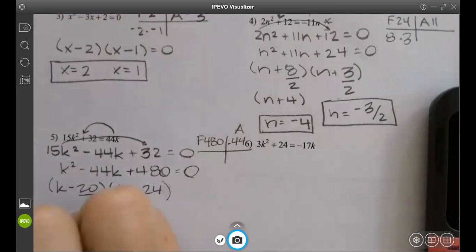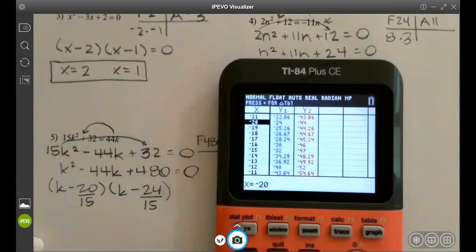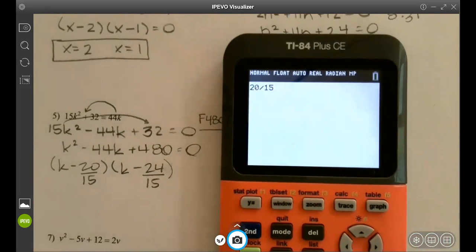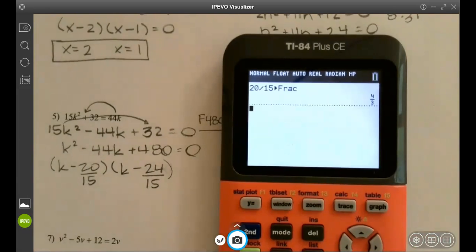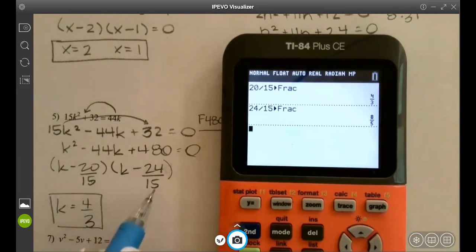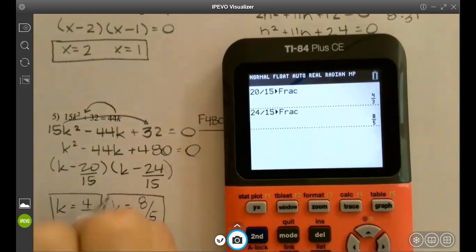Last step is to divide. And we divide by that number in front. And I told you just do math, enter. And it does reduce to 4/3. It was a -4/3. So what is your answer going to be? +4/3. That's your first one. 24 over 15, math, enter. We get 8 over 5. It was a -8 over 5. So our answer is +8 over 5. Any questions?